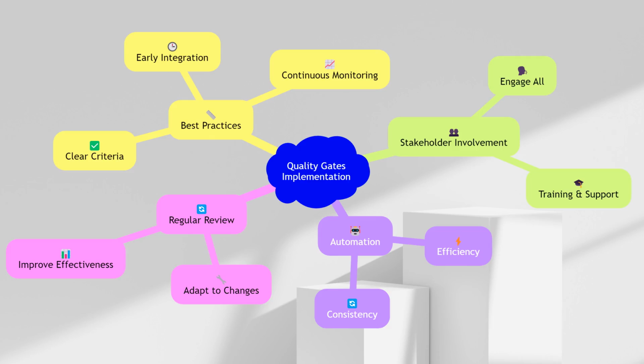To effectively implement quality gates, follow best practices such as defining clear and measurable criteria, integrating quality gates early in the development process, and continuously monitoring and updating the criteria. Additionally, involve all stakeholders in the process, provide training and support for development teams, and use automation to ensure consistency and efficiency.